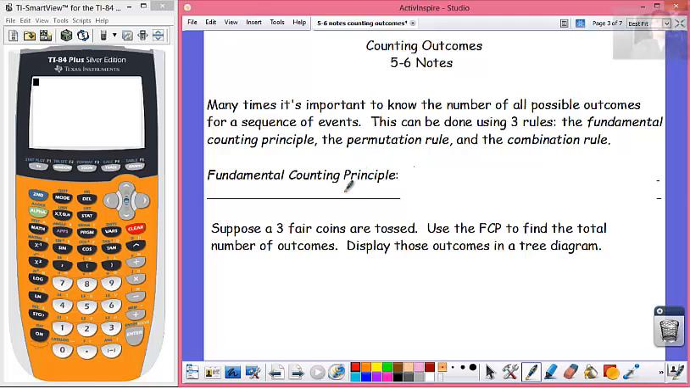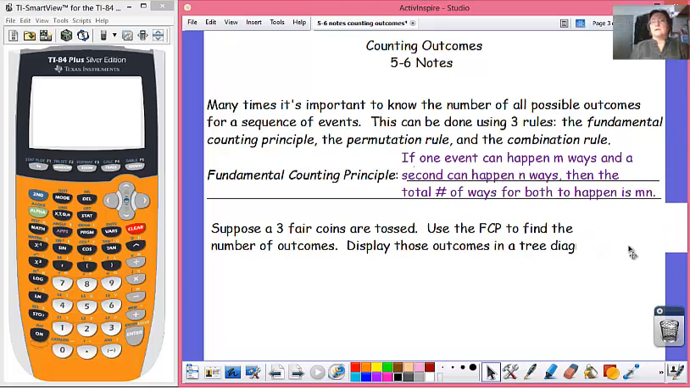We're going to begin by talking about the fundamental counting principle, which we have studied before, and I have it here. The fundamental counting principle says if one event can happen in m ways and a second can happen in n ways, then the total number of ways for both to happen is m times n. Notice it's times here. We're looking for multiple events to happen. That's and rules, so we're multiplying.